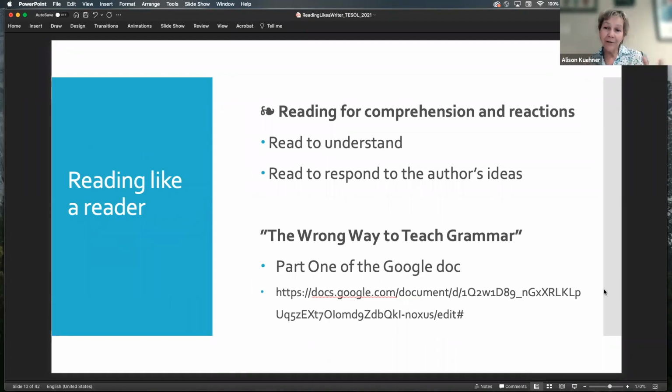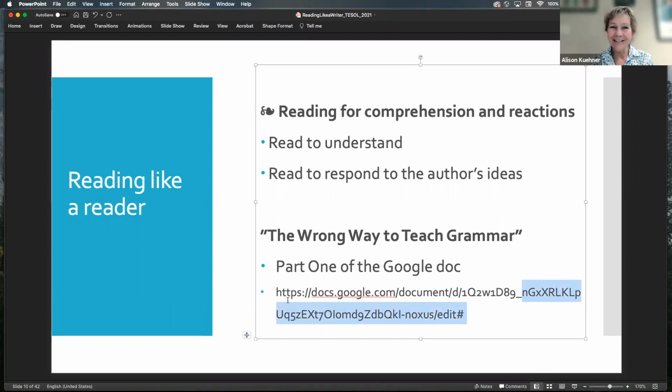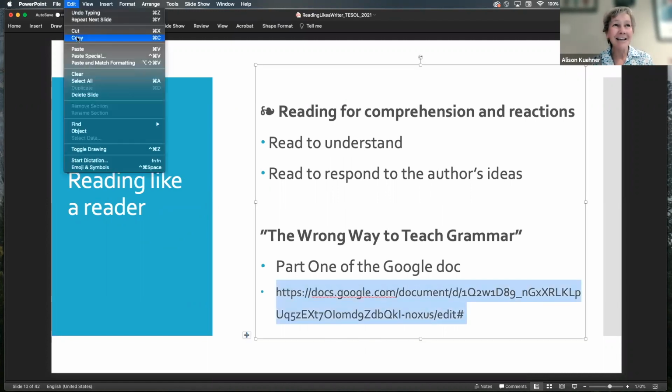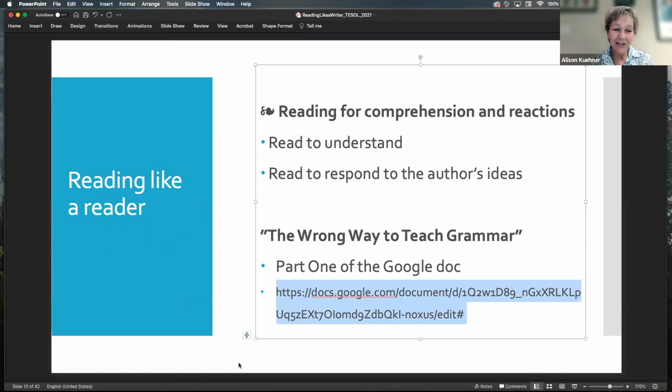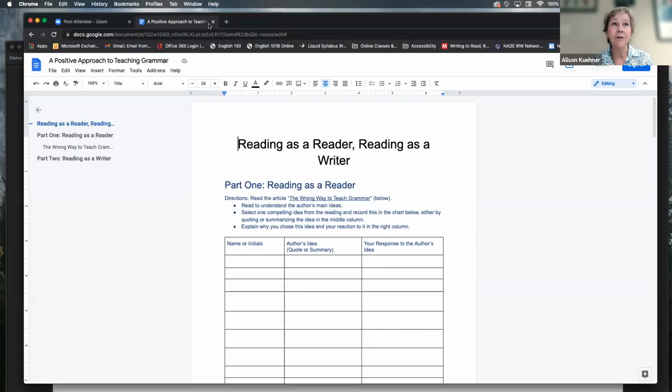So I've talked a little bit about the relation between reading and writing, reading like a reader, reading like a writer, and grammar. I'd like you to engage a little bit. I'm going to put a link here in the chat to a Google Doc. I will show you the Google Doc and you can get into it at the same time. We're going to read this article twice, but first we're going to read it like a reader. And if you can't see this, click on the left.